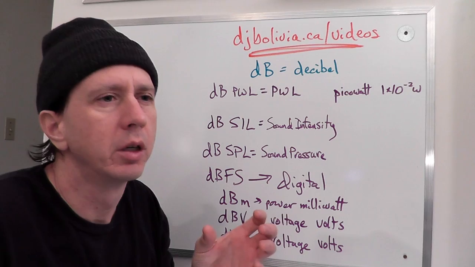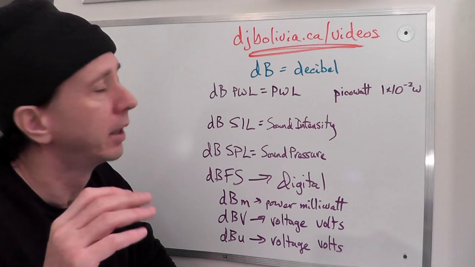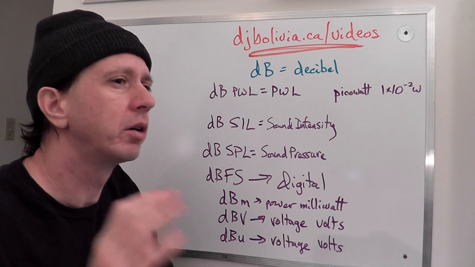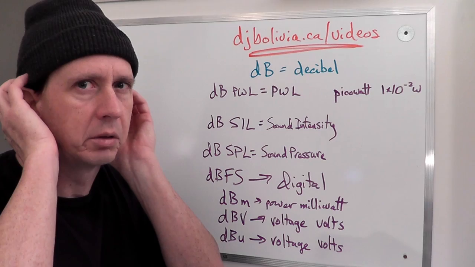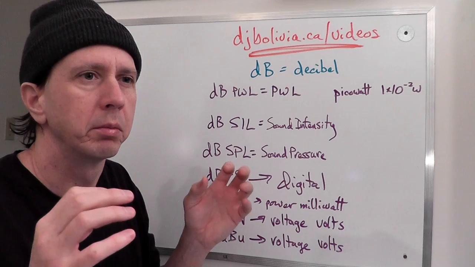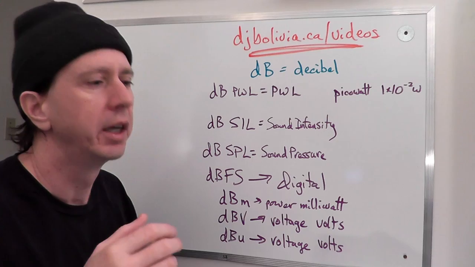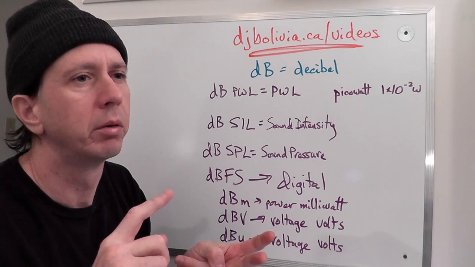Okay? So let me cover some of the different types of decibel measurements out there, and hopefully this will make more sense. Because when you think decibels, you are thinking of audio volume right off the bat, okay? But decibels don't have to measure audible audio volume that a human ear would hear. It can also measure voltage levels in an audio system. It can measure power levels in an audio system.